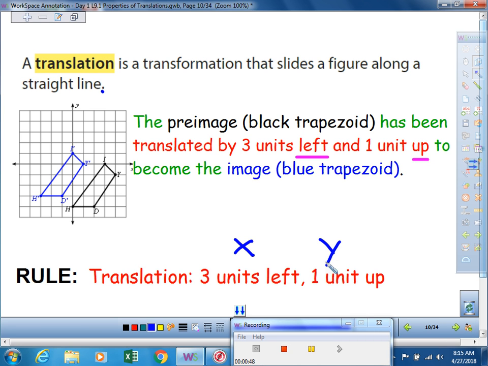Always, the rule in words, you start with the transformation name. Okay, this is a translation. 3 units left, 1 unit up. You have to tell me units also. Okay, if you put 1 unit up and 3 units left, I don't mark it wrong, but I don't recommend it. Okay, so that is the rule in words.